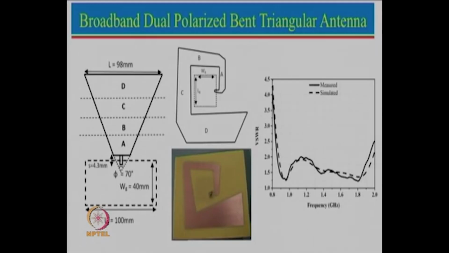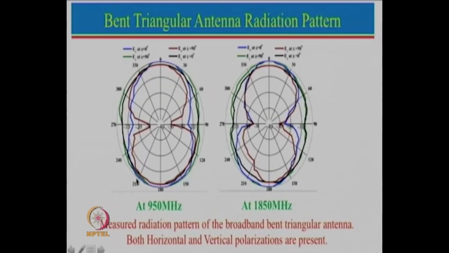Let us just see now the radiation pattern. Here we have shown the radiation pattern at 950 megahertz, which is in between the GSM 900 band, and this is in between the GSM 1800 band. One can actually see that now all 4 components are there. These are the components E theta in phi equal to 0, E theta in phi equal to 90, E phi in phi equal to 0, E phi in phi equal to 90, or in other terms you can call it E polar, E cross polar, H polar, H cross polar. All 4 components are now present over here.